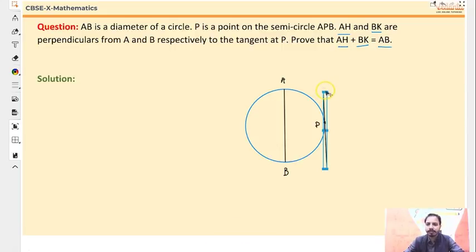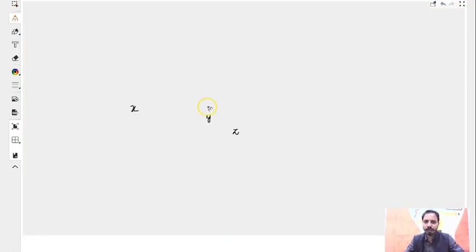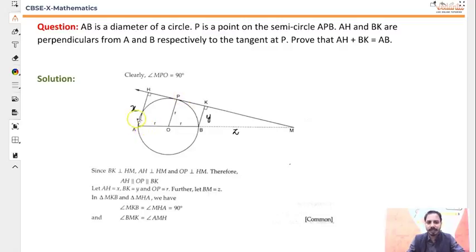Okay. So now what they are saying? They're saying that AH and BK are the perpendiculars from point A and B respectively to the tangent at P. Okay, so then you need to prove that AH plus BK is equal to AB. So let us see what is the diagram of this. So it is something like this.